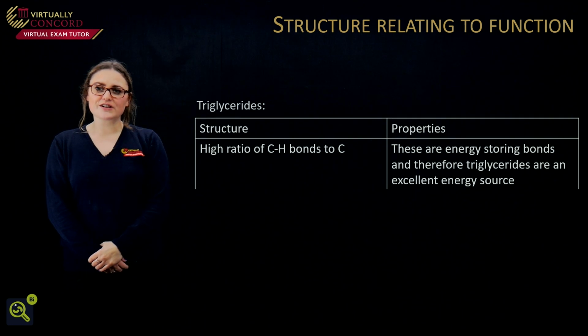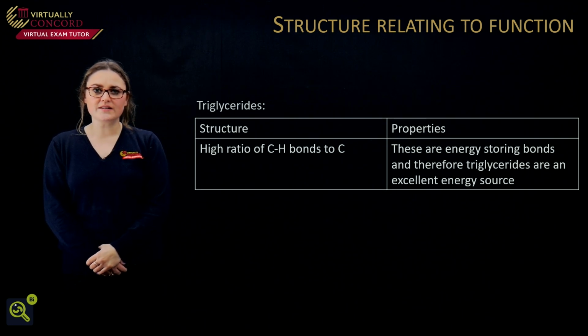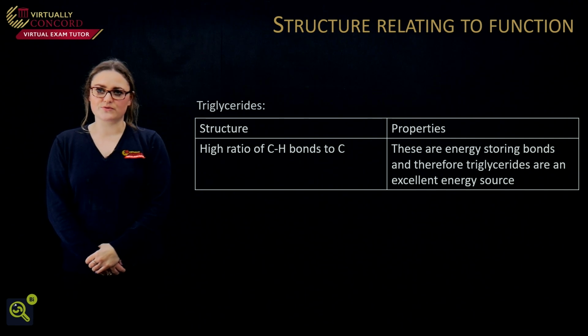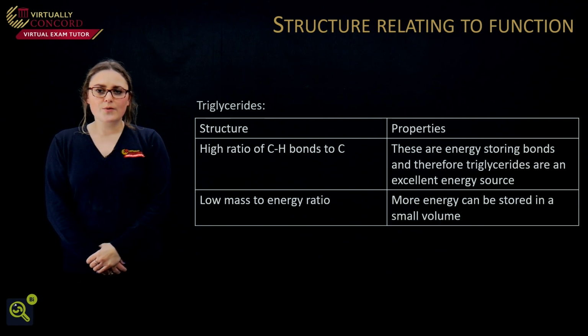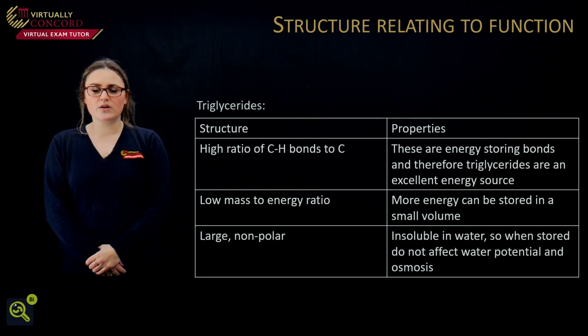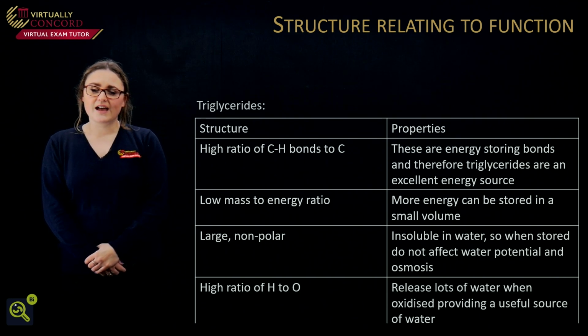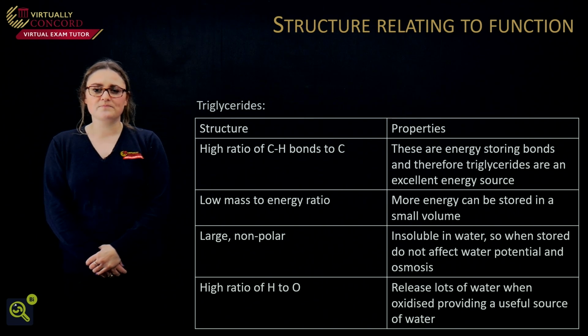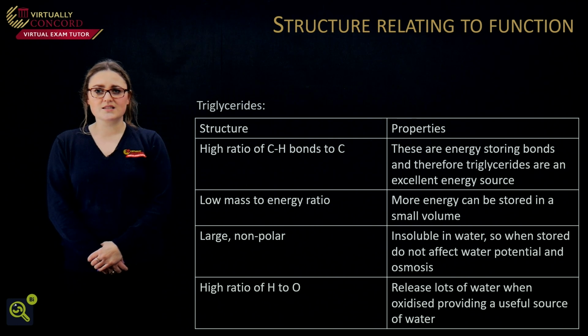First up, we have a high ratio of carbon to hydrogen bonds. So these are energy storing bonds, and therefore triglycerides are an excellent source of energy. They have a low mass to energy ratio. This means more energy can be stored in a small volume. They are large and non-polar, so they're insoluble in water, so when they're stored in a cell they don't affect water potential and osmosis. And finally, they have a high ratio of hydrogen to oxygen, so they release lots of water when oxidized. This provides a useful source of water, especially for animals living in dry conditions.